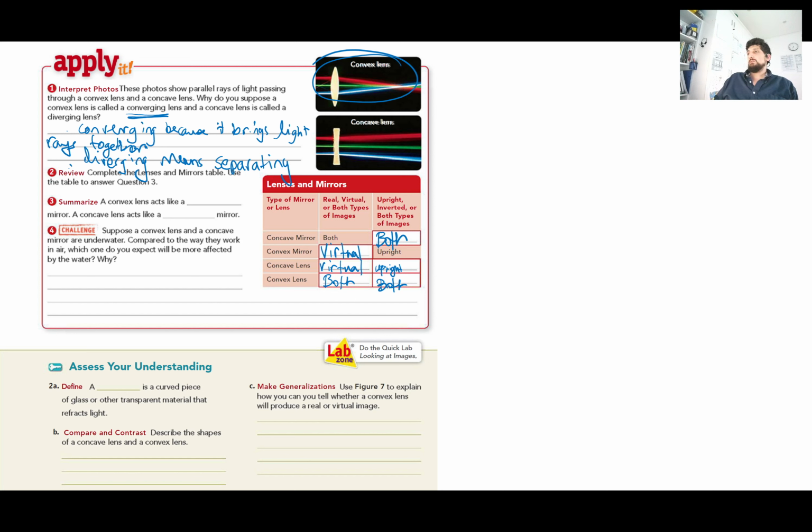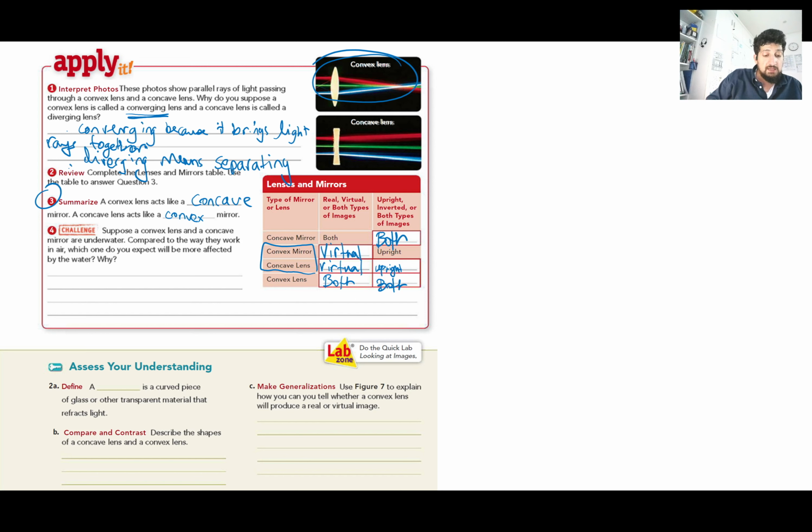Okay. And the last one is a bit of a challenge. Oh no, oh sorry, we have number 3. Summarize: the convex lens acts like a what mirror? Well, it acts like a concave mirror, doesn't it? Look at what we have here. A convex lens acts like a concave mirror, while a concave lens acts like a convex mirror. Those two are very similar.